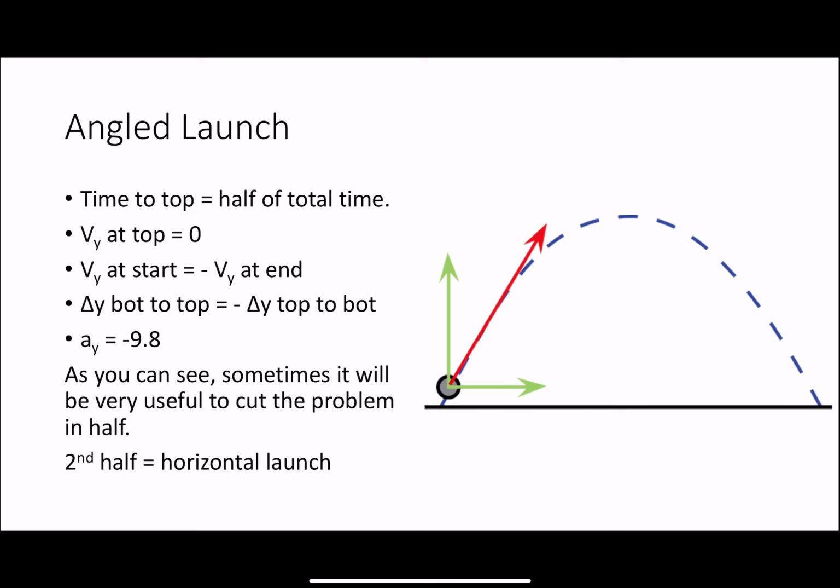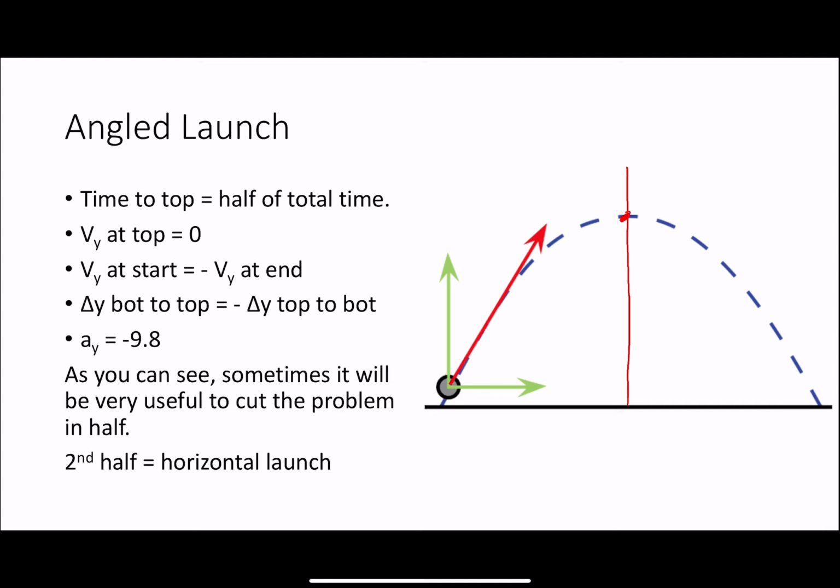So some key things here. The time to the top is half of the total time. So obviously we can split this problem in half right here, just like we did with the kinematics problems where we threw a ball straight up, and we're going to have a lot of the same things. The time to the top, so to this top point, is going to be half of the total time across the angle launch. At the top, as you can see, as we go up, our velocity is decreasing, but it's always positive on our way up.